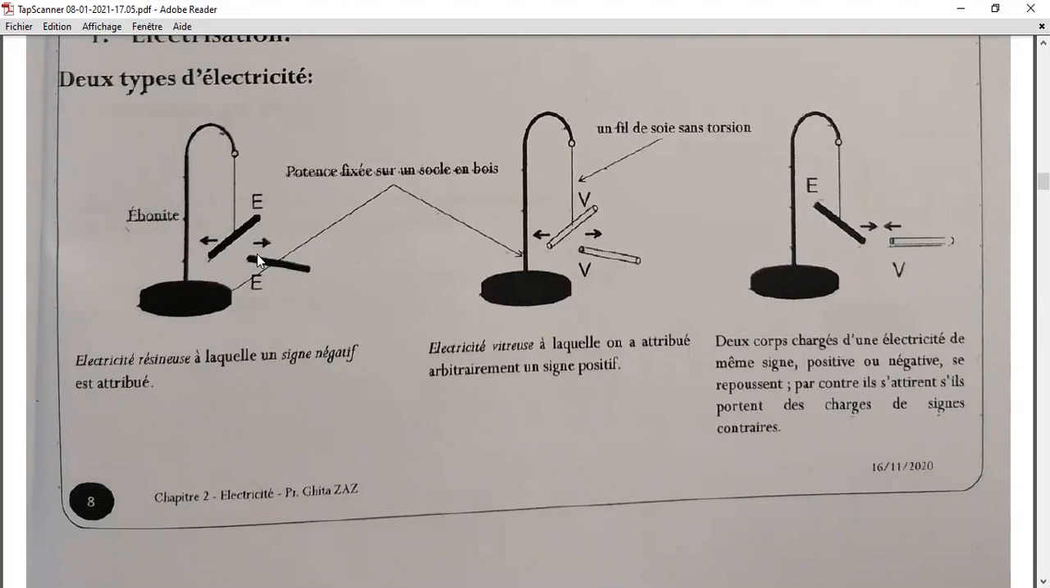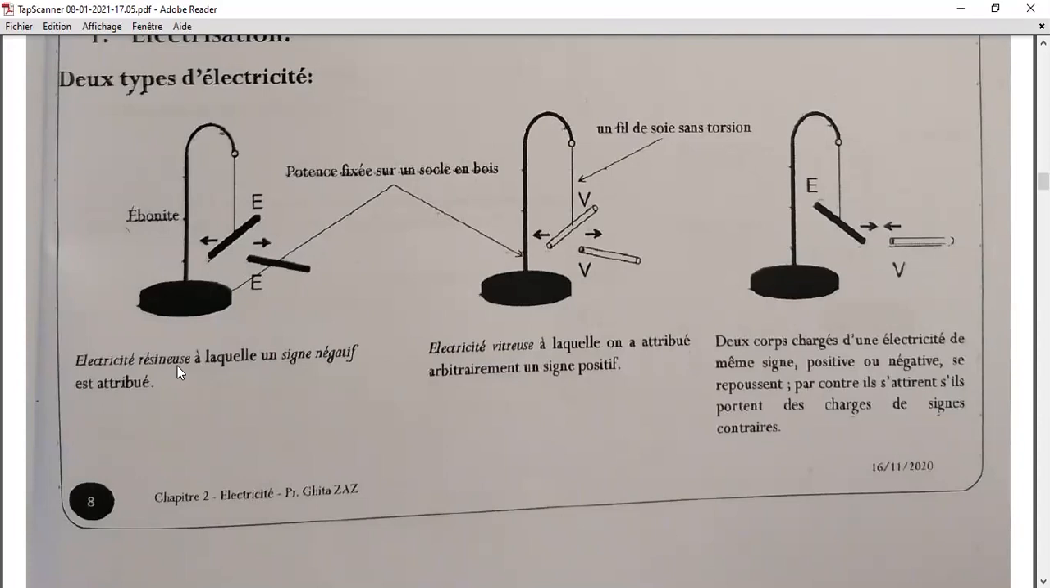Ebonite is where they discovered the negative charge. That's where the charges came in. They found that there was a repulsion between the two ebonites, and they gave this ebonite a negative charge. After that they got a glass, which is verre. We can call this one electricity vitreous. When I say electricity vitreous, it's the use of a glass. When I say electricity resinus, it's the use of a plastic. That's what you should just know.